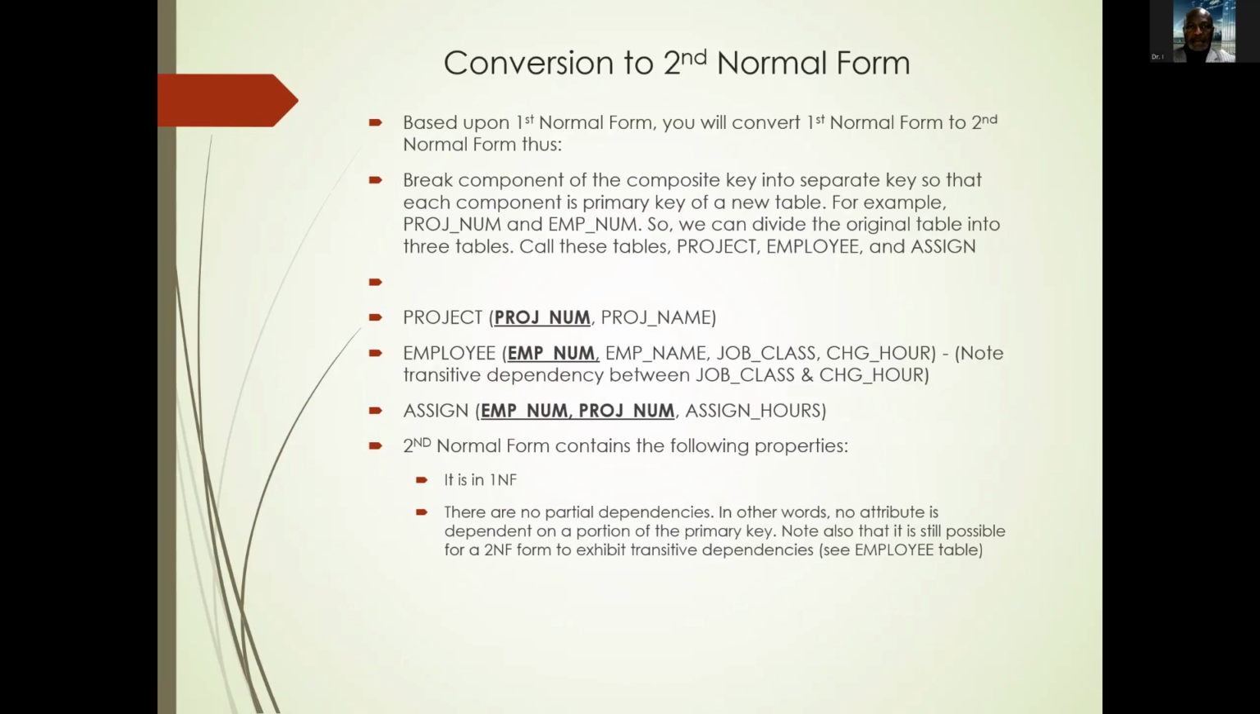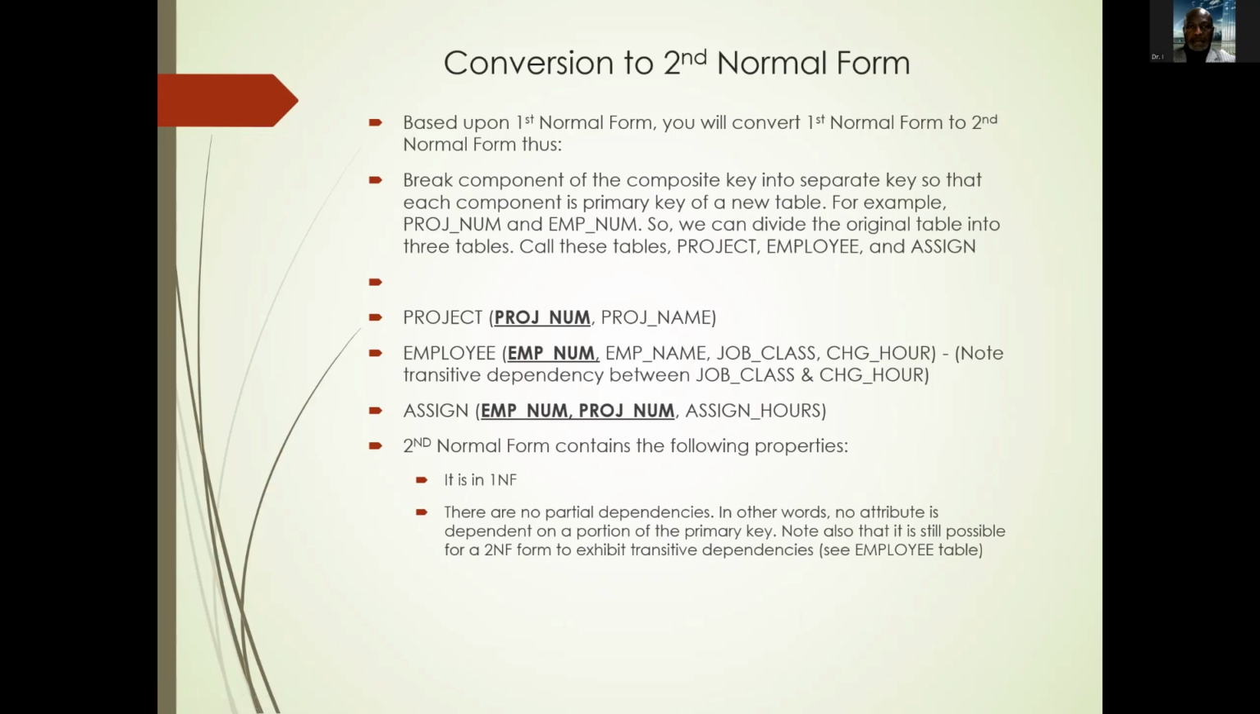Then, in order to improve upon this, there's something we call the second normal form, right? This is based on the first normal form, where we convert it to the second. Let's look at this. Consider now that we have three different tables, which we created from that one table, right? So you're going to break it down, separating the components of the composite key into separate keys, such that each component now becomes the primary key of a new table.